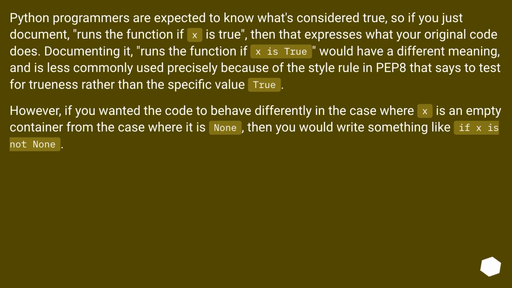Python programmers are expected to know what's considered true, so if you just document "runs the function if x is true", then that expresses what your original code does. Documenting it "runs the function if x is True" would have a different meaning, and is less commonly used precisely because of the style rule in PEP 8 that says to test for trueness rather than the specific value True. However, if you wanted the code to behave differently in the case where x is an empty container from the case where it is None, then you would write something like if x is not None.